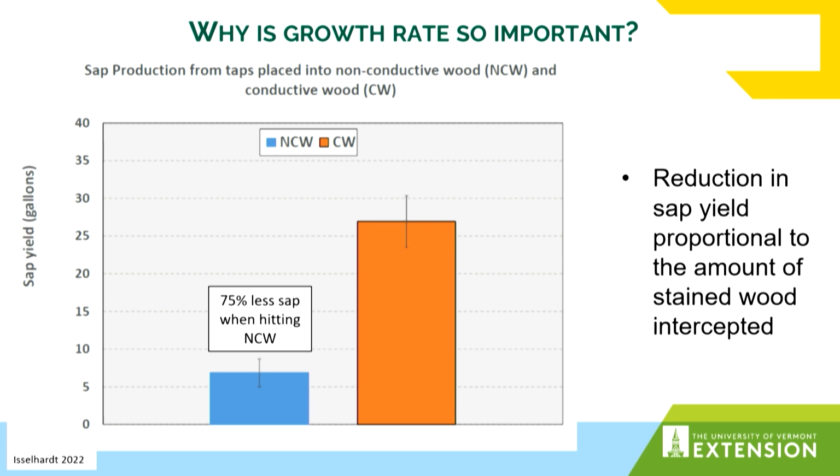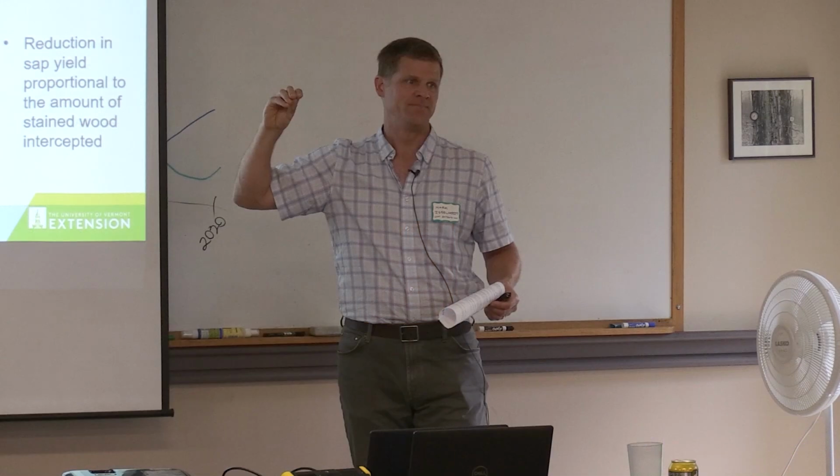Why is growth rate something we're so fixated on? Obviously you want to have healthy trees for all the other non-maple related reasons, business related reasons. But from a producer standpoint, there's also the issue of hitting non-conductive wood. We know a tap hole is a wound, and it generates non-conductive wood. That internal staining, that non-conductive wood, that volume is incredibly variable, and you can't see it from outside.